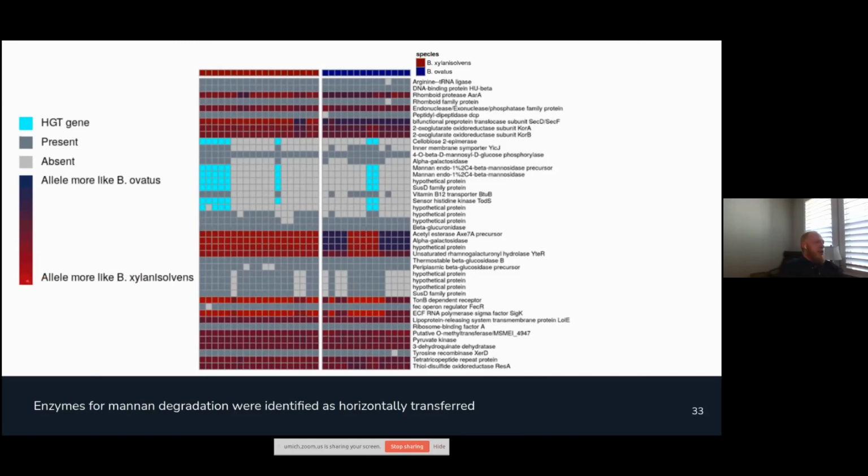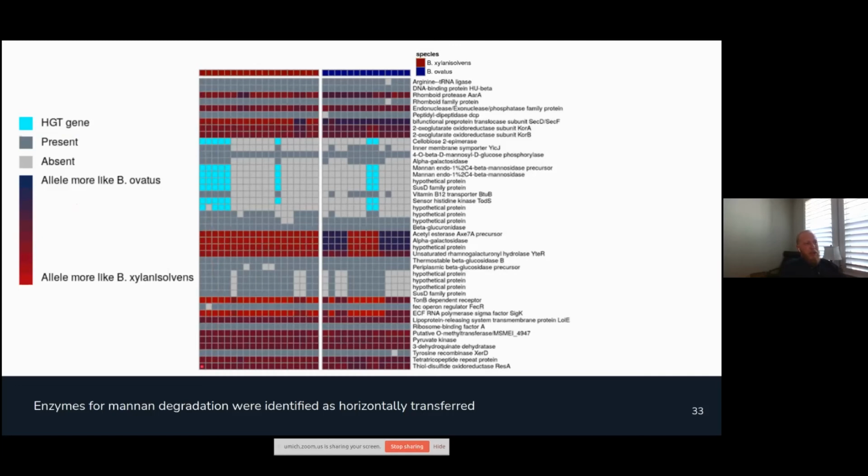Core genes are shown in shades of red to blue. The alleles in core genes which are more similar to xylanosolvens are shown in brighter shades of red, and those more like ovatus are shown in darker shades of blue. Genes which are absent in a given genome are in light gray, and genes which are present are shown in dark gray. And HGT genes, which only occur in species with evidence of HGT in the core genes, are shown in light blue. The order of the rows here reflects the order of the genes on the chromosome in which the HGT event occurred.